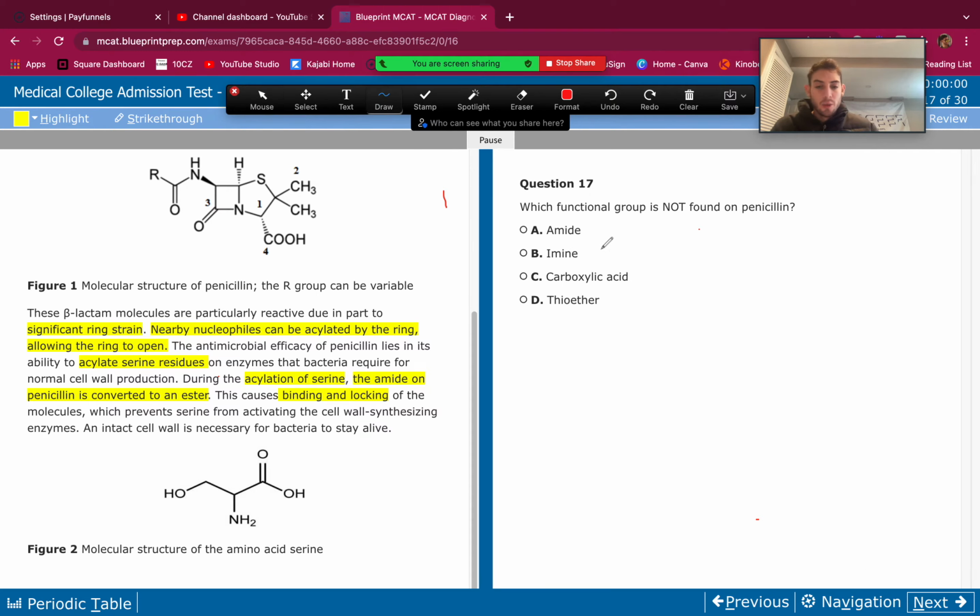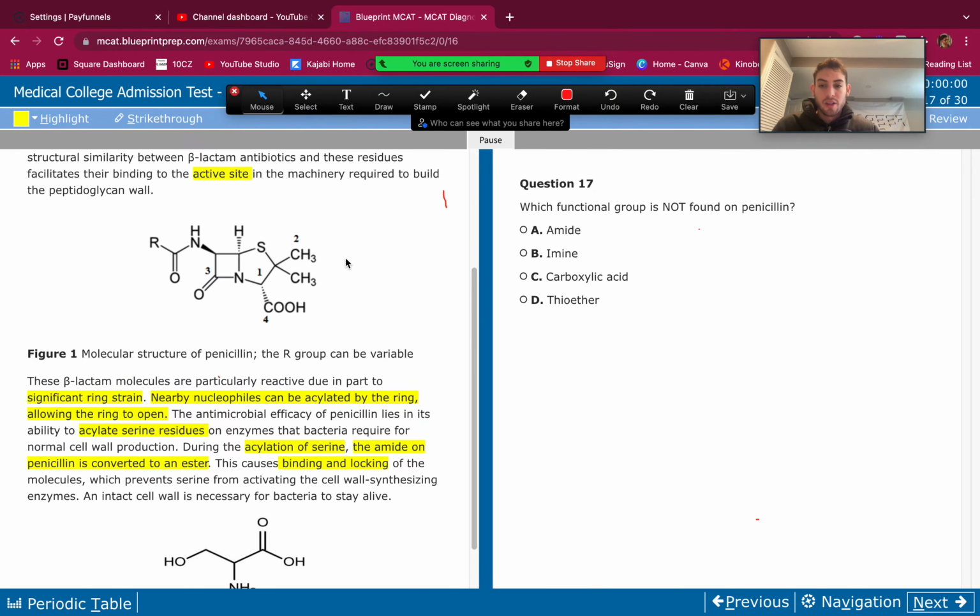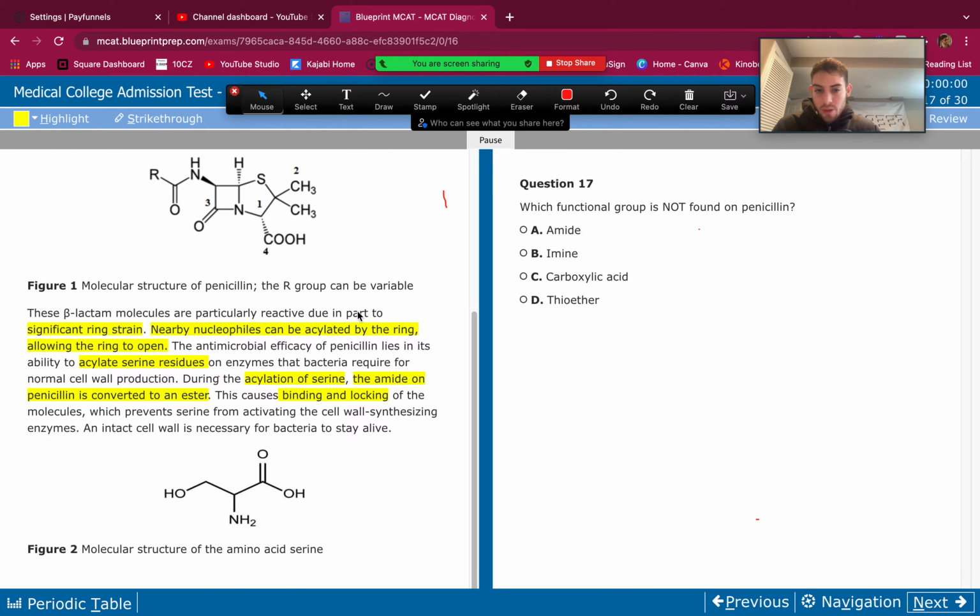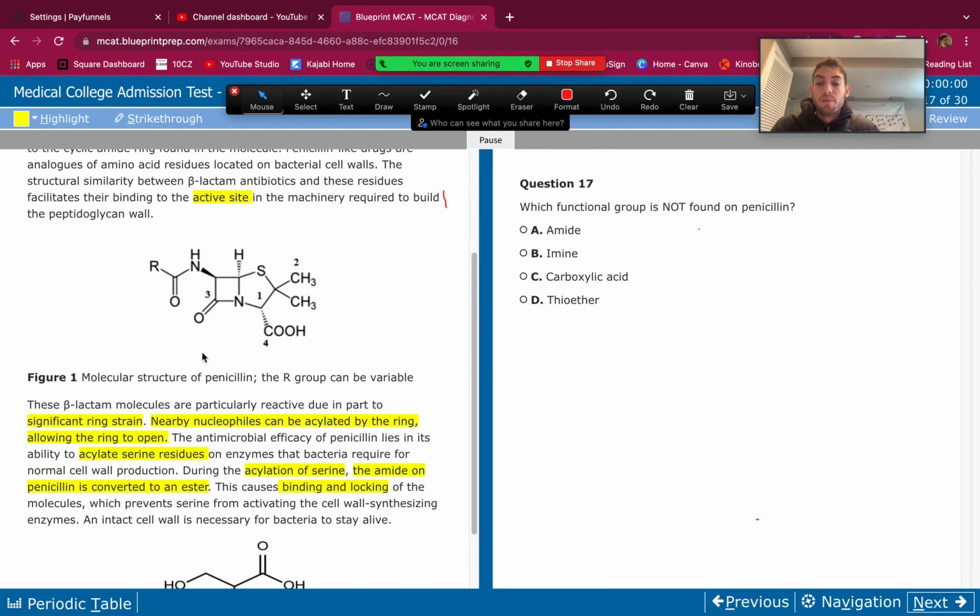All right. Which functional group is not found on penicillin? Here's penicillin. Okay, cool. Straightforward question. Waste no time on these, guys. Boom, penicillin, amide, right here. Imine: this is an imine. It's an R, anything double bonded to an N, and this is also bonded to something else. Is there a double bond to an N? No, there's not. Okay, I'm gonna go with this one. Carboxylic acid, it's right here. Thioether, it's right here. Okay, answer is B.